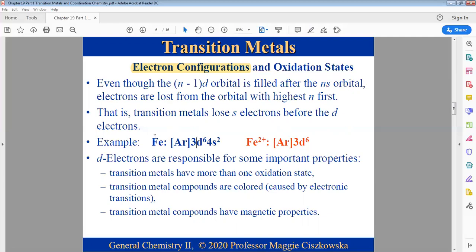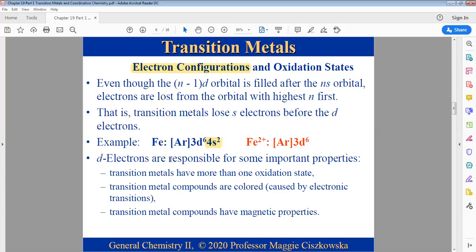What happens if we remove 2 electrons and we form a +2 cation? Which electrons are lost first? Ladies and gentlemen, always 4s electrons will be lost first. In this case, we lose 2 electrons because we form iron 2+ cation. So these 2 electrons will be lost and our iron 2+ will have this electron configuration.